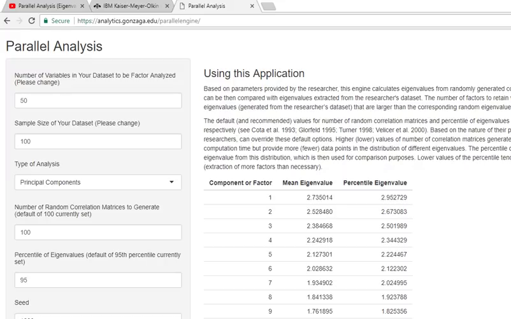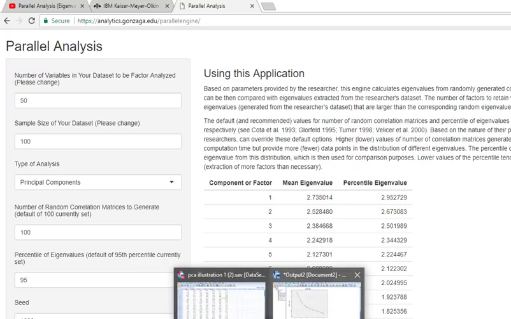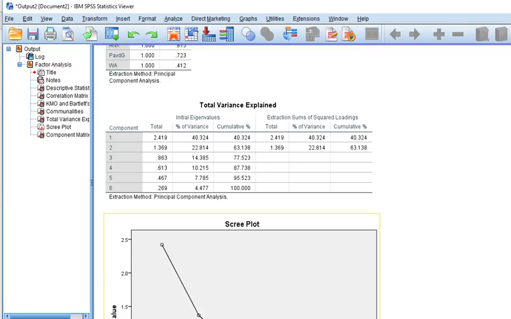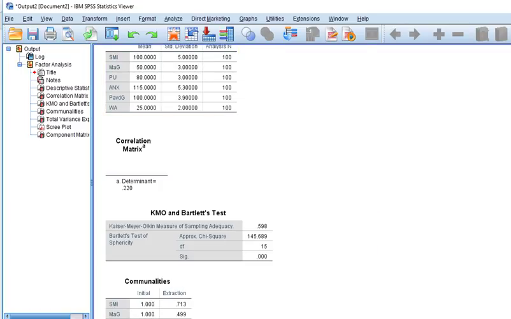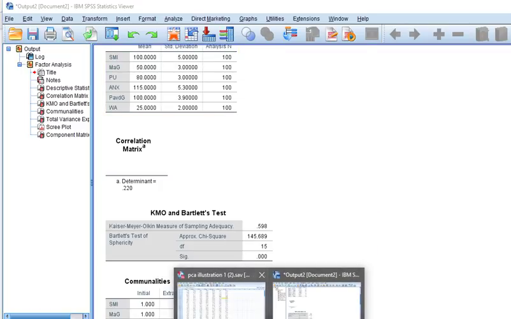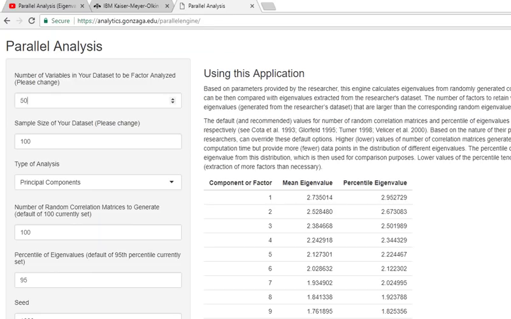So either approach will work. You can see over here, in terms of using the parallel analysis, first it says number of variables in your data set to be factor analyzed. In our data set, going back, we had 6 measured variables, and our sample size was 100. So I'm going to go to the website and put 6 for the measured variables, and sample size actually has the default of 100.